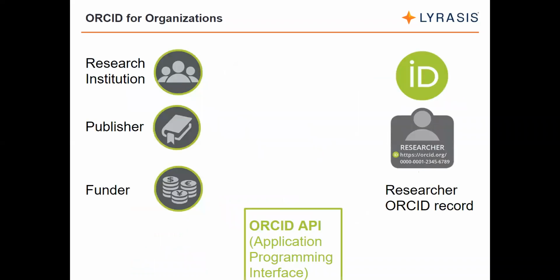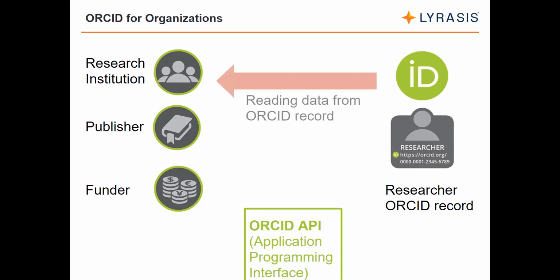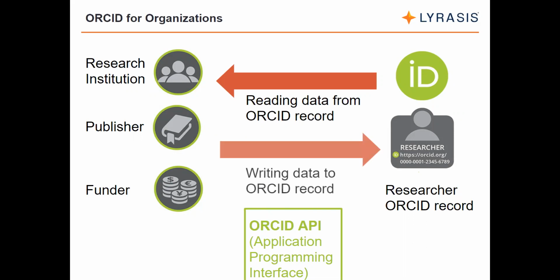In some cases, the organization may be reading data from the researcher's ORCID record rather than having researchers fill out forms to collect data and report their activities. In other cases, the organization may be writing data to the researcher's ORCID record to make a clear assertion about the relationship between the researcher and the organization. And so the ORCID API makes this possible.